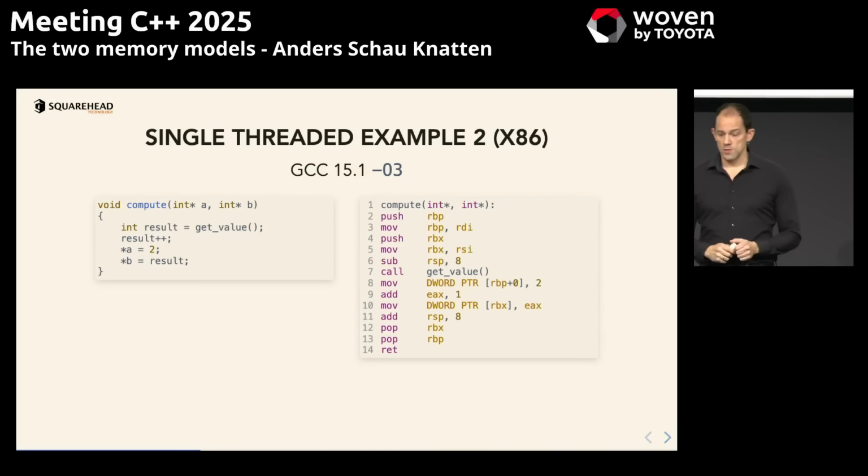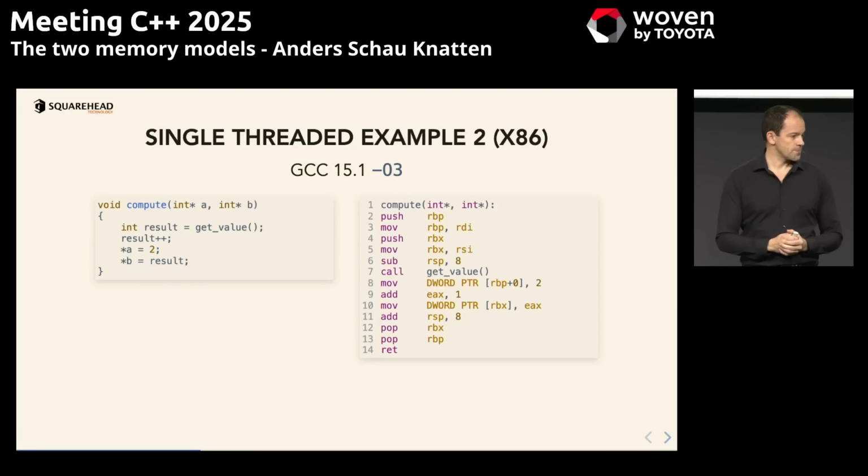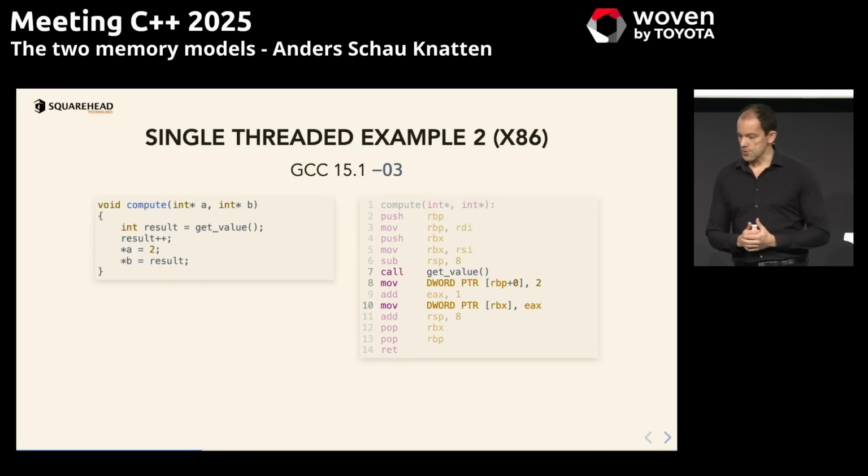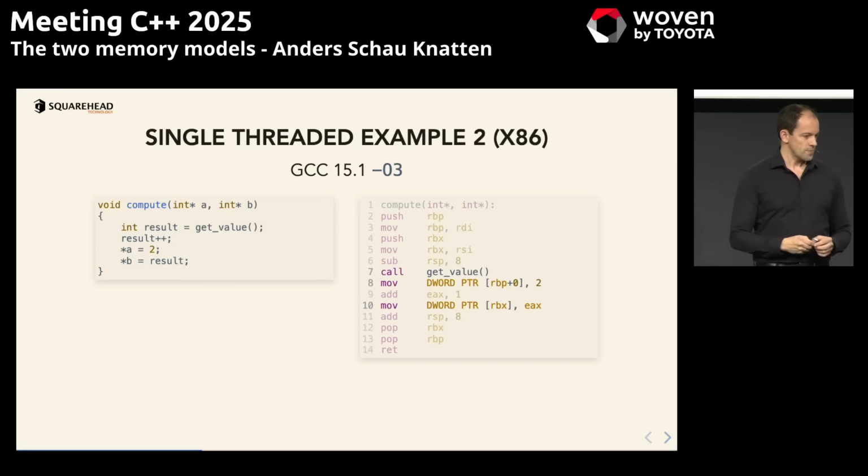Let's see what GCC does again. So it calls getValue, then it stores the 2, and then it stores the result plus one. It's doing it in order, and it's not saying anything more. It just says, call this function, put 2 over here, put this register over here in memory, and that's all. It doesn't have to say anything more to the CPU for this to work.